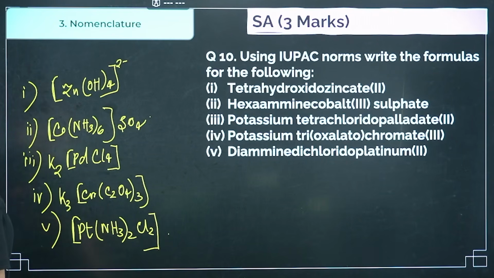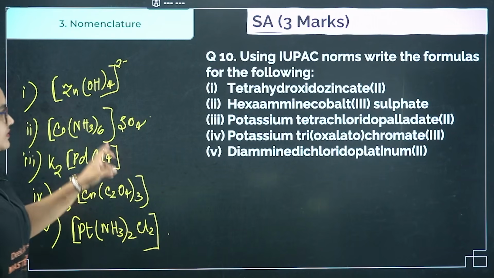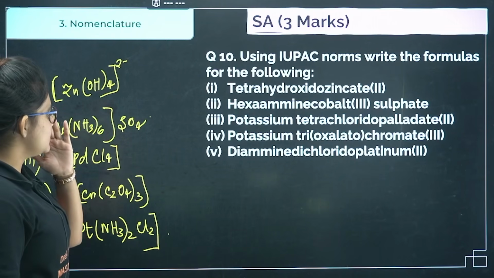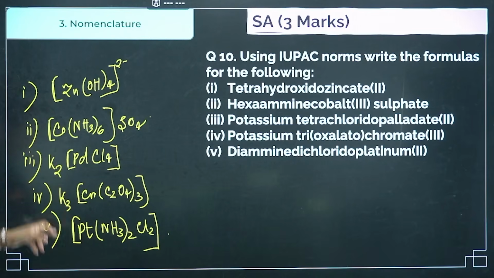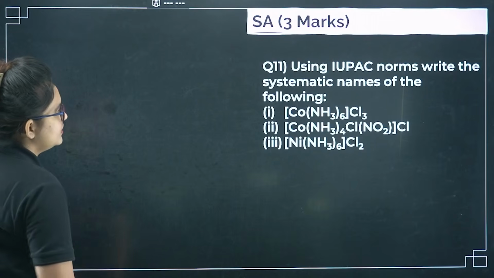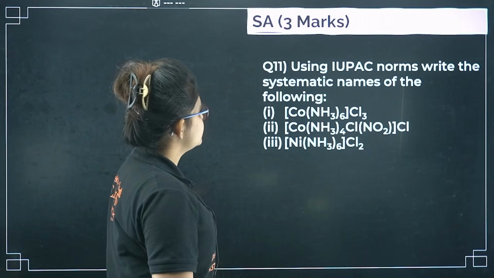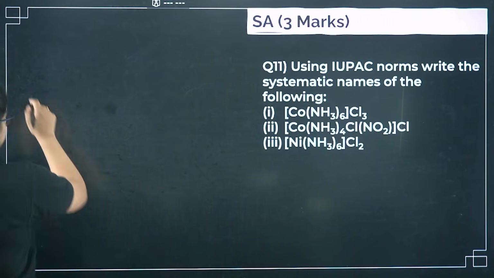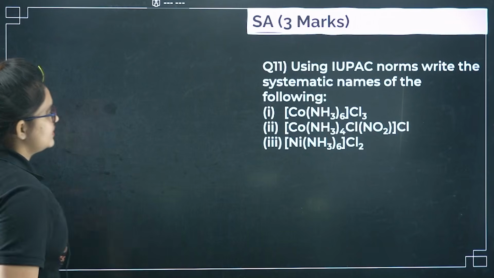Okay, I guess this is clear to you. From the IUPAC norms, these are the formulas. Let's proceed further. Using the IUPAC norms, write the systematic names. So just the opposite, we have to write the IUPAC name.